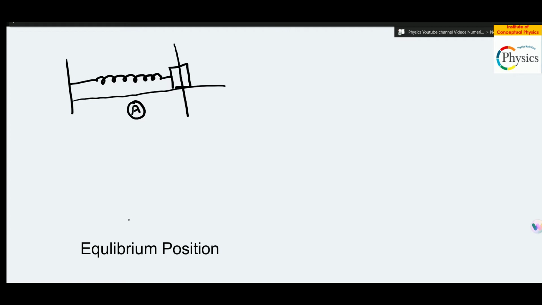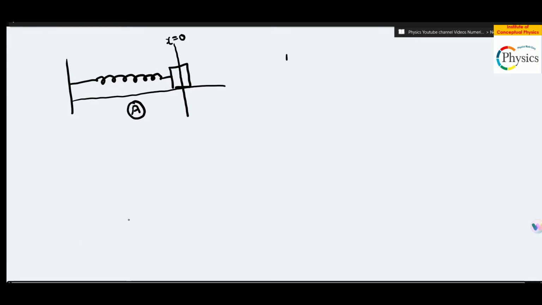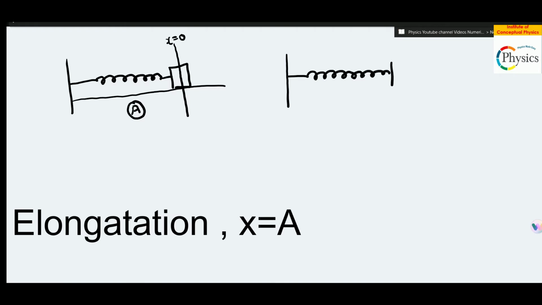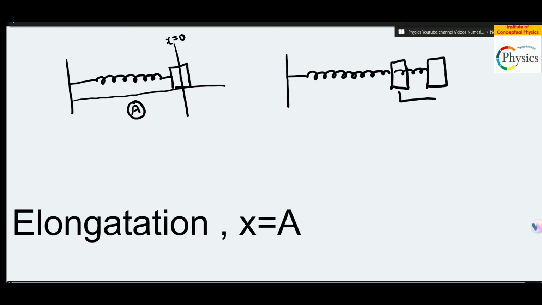In situation number 2, it is at the mean position. Let's call the mean position equal to A, and then someone comes and pulls it by a certain amount. It was here, and now it is pulled by a certain amount and reaches here, which means it has moved by a displacement. Let's call it A. This is A, the new position, and this was the initial position, X equal to 0.